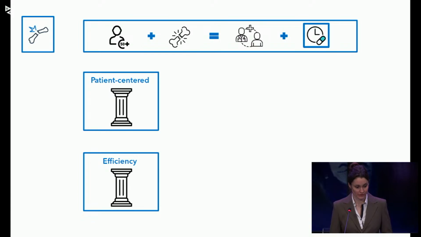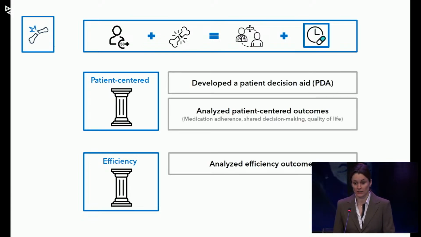Therefore, within this thesis, we developed an intervention, which was the patient decision aid. Then we analyzed the patient-centered outcomes between patients who received the intervention and those who did not. We looked at medication adherence, shared decision-making, and quality of life, and we analyzed efficiency outcomes.